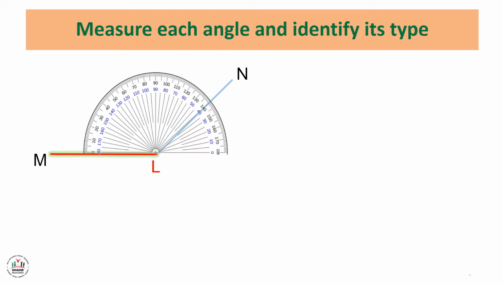We start measuring the angle. We notice 0, 10, 20, 30, 40, 50, 60, 70, 80, 90, 100, 110, 120, 130, 140 degree. The angle MLN or NLM is equal to what? Is equal to 140 degree.